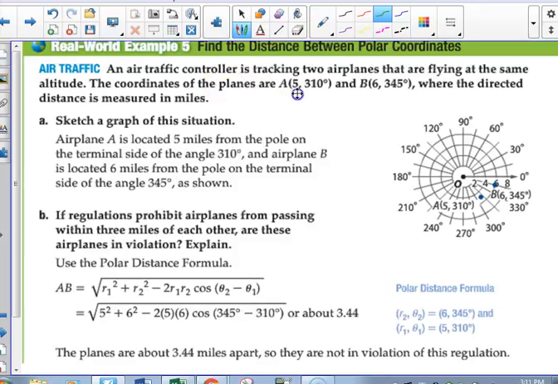Air traffic controller. He has a plane at A, which is 5,310. Okay? Everybody looking up here? This plane is at A, 5,310. He has another plane he's helping out at 6,345. If I were to draw that, he has one that's 6 away from him and one that's 5 away from him. He wants to know how far apart those two planes are. Well, what is the angle between them if one is at 310 and one is at 345, guys? 35.